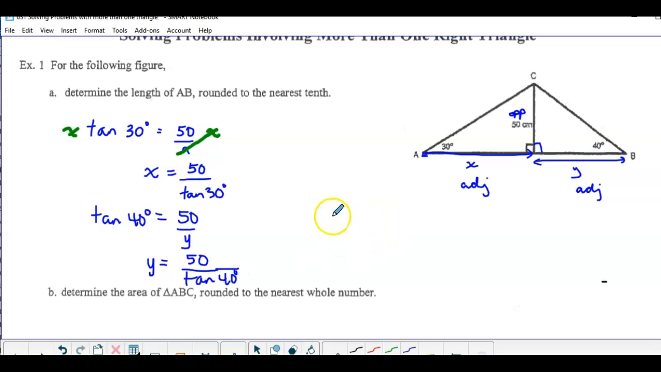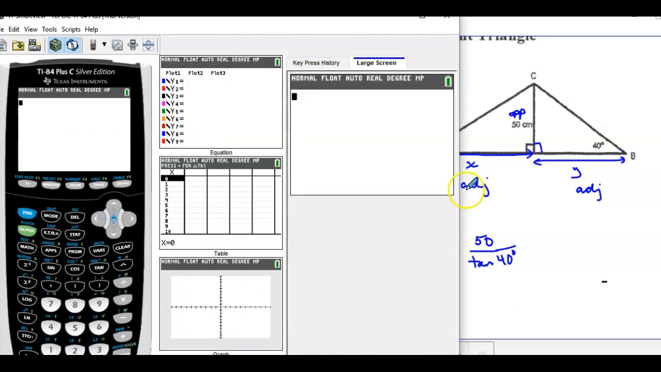So AB then is X plus Y. And X is 50 over tan 30, and Y is 50 over tan 40. So get out your calculator. I have this big version here, and so I'm going to enter.